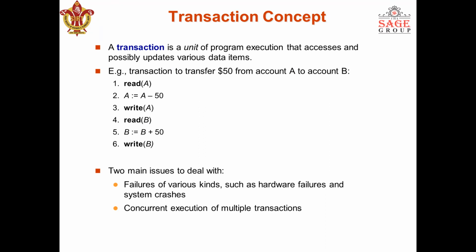For example, if we want to perform a transaction to transfer $50 from account A to account B, we can write the statements. First of all, we will read the user A account, then we will deduct the $50 from account A, and then after the deduction we will update the user A account so that the $50 is deducted from the user A account. Now we read the account of user B. The $50 that is deducted from account A is credited into account B, and we will write the updated value of B. So by this statement we can transfer $50 from account A to account B.